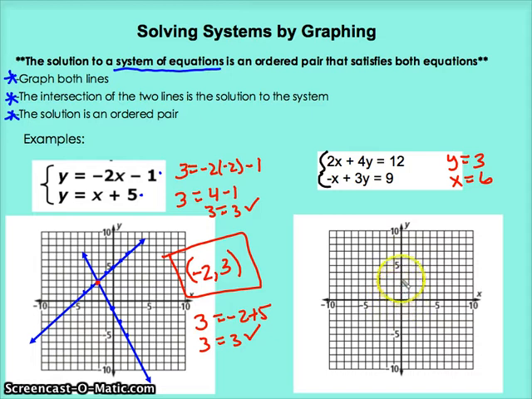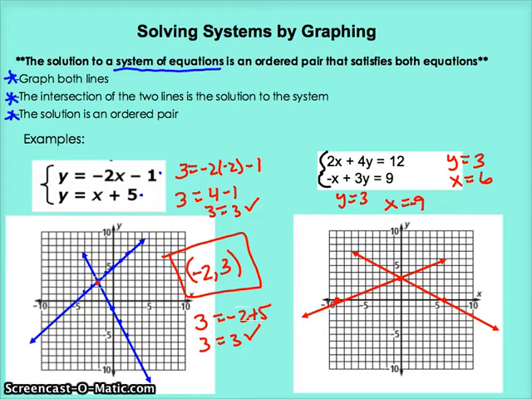I'll go up to 3 on the y-axis, and I'll go over to 6 on the x-axis, and I'll put a nice line through there. There we have it. And then on to the bottom equation. If I plug in 0 for x, the y-intercept is now 3. And if I plug in 0 for y, the x-intercept is -9. So I'll go over to 3 and -9, and I'll put my line through there.